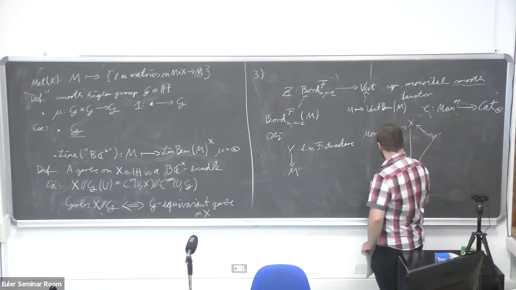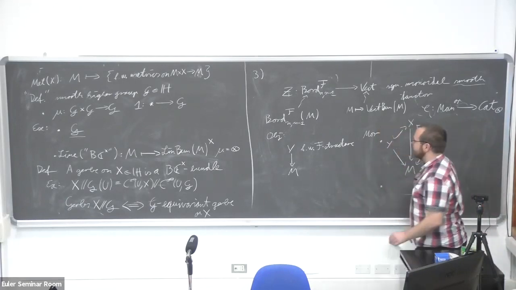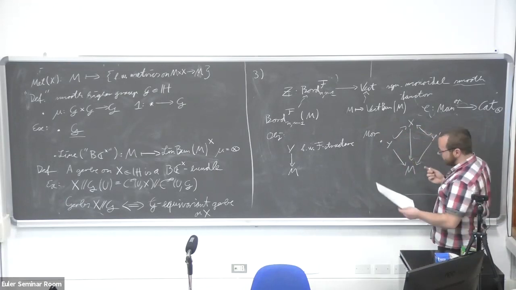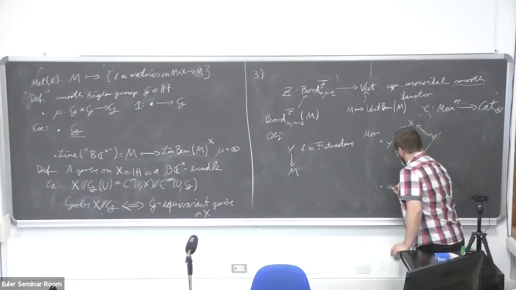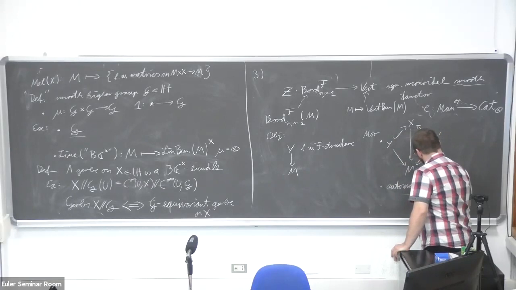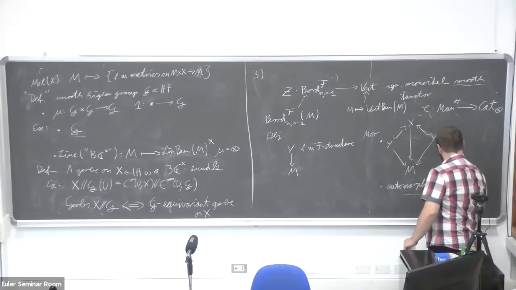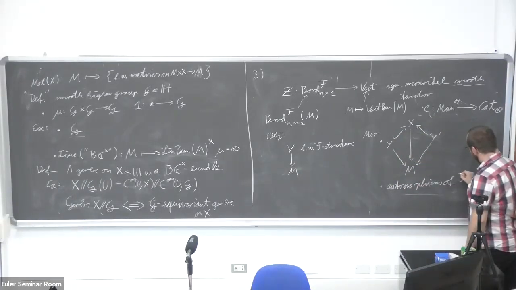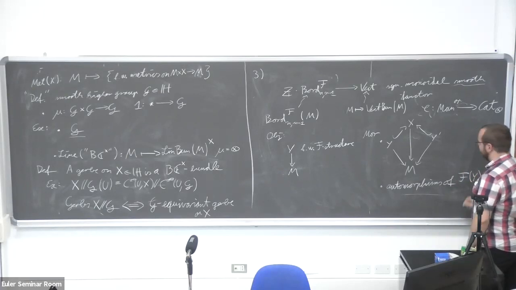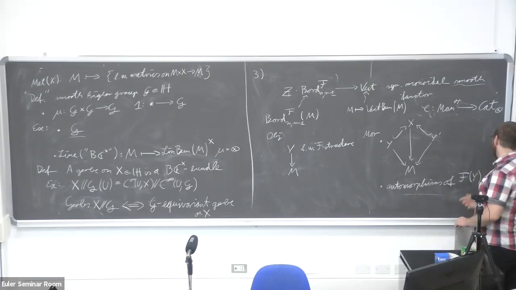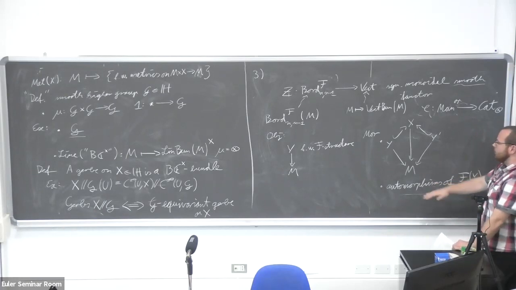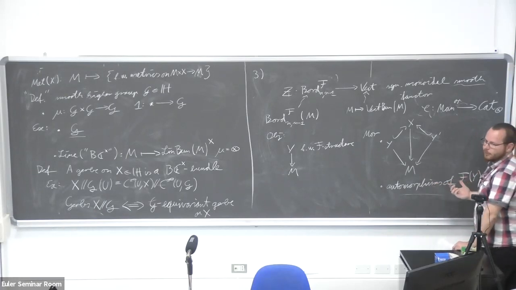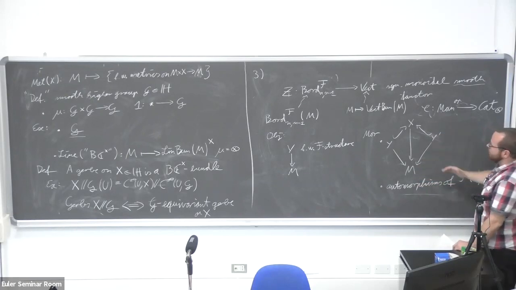So this is one type, and then there are others, which one might need to add by hand in the framework. I just want to highlight them explicitly: the automorphisms or the symmetries of F of Y. So for example, if F contains a metric, then these automorphisms would contain fiber-wise diffeomorphisms. So these are also morphisms in this Bordism category.